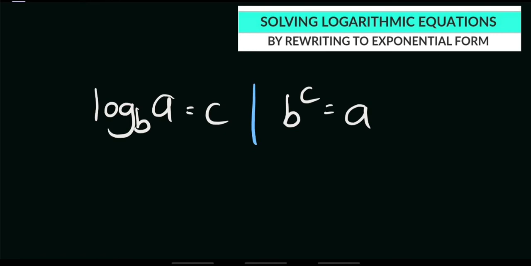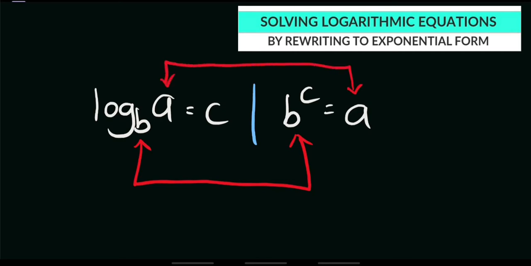So again, we have this set of connections. The base b for exponential is equal to the base of our logarithmic form. The answer for the exponential form is actually the value inside the logarithmic expression. And the value outside the logarithmic expression is actually the exponent for this exponential form.